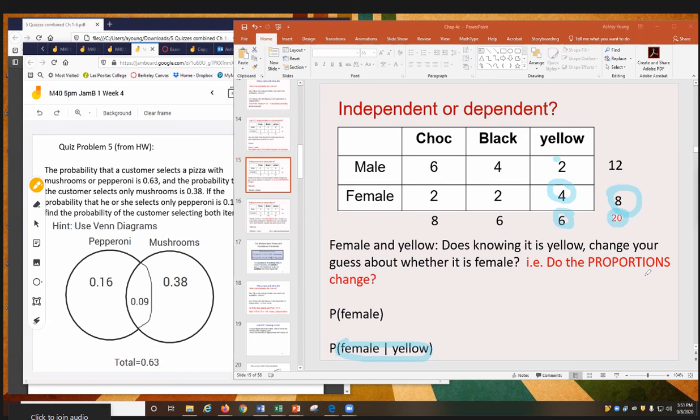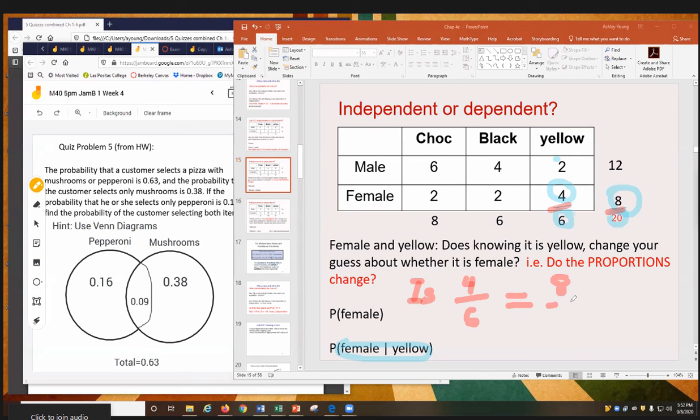All right, so now, Zachary, here's the deal. You take these fractions, 4 over 6 and 8 over 20, and you ask yourself this question. Is 4 over 6 equal to 8 out of 20?